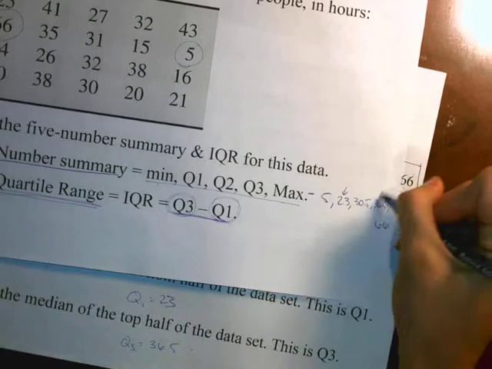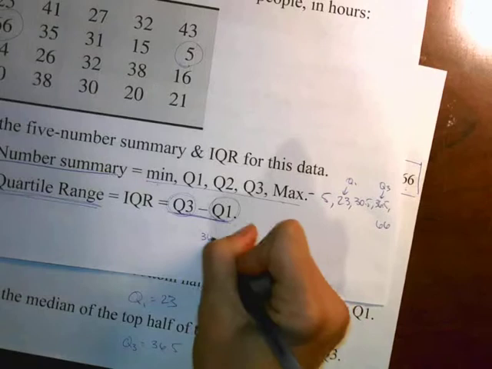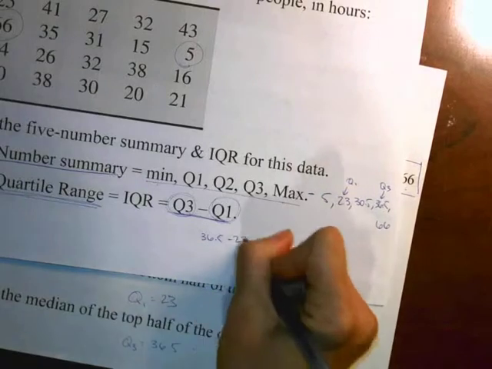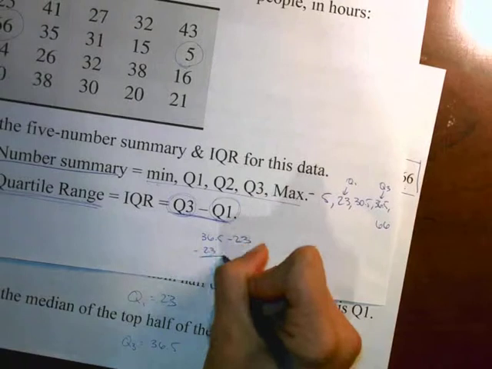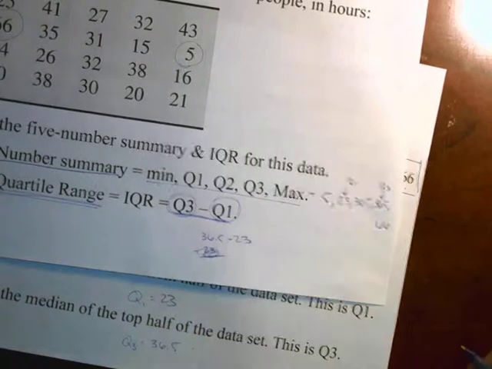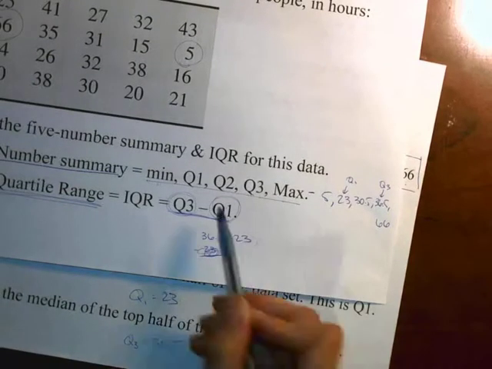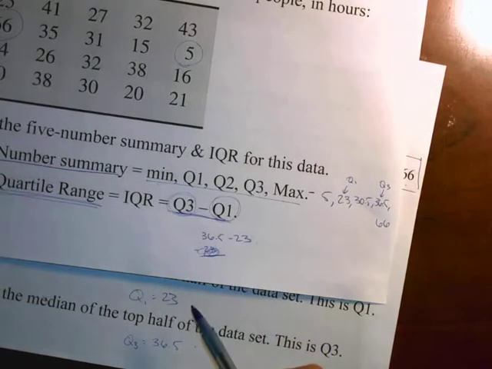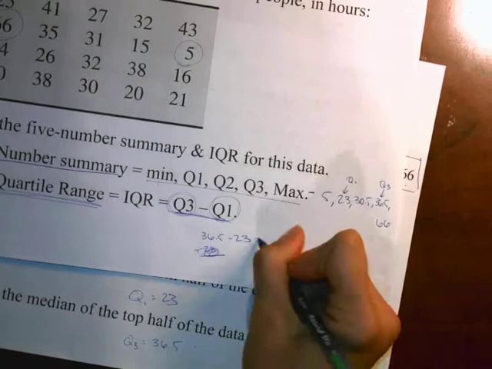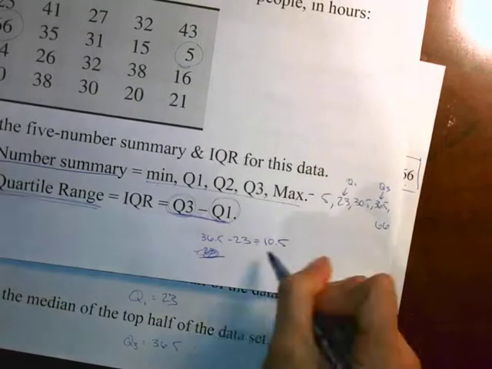Our interquartile range is Q3 minus Q1. So that is 36.5 minus 23. Oh man, I'm not going to pretend like I'm good at this in my head, and I forgot my calculator. So whatever those two numbers subtracted is the interquartile range. What is that, 10.5? I think it's 10.5. I feel pretty good about that.